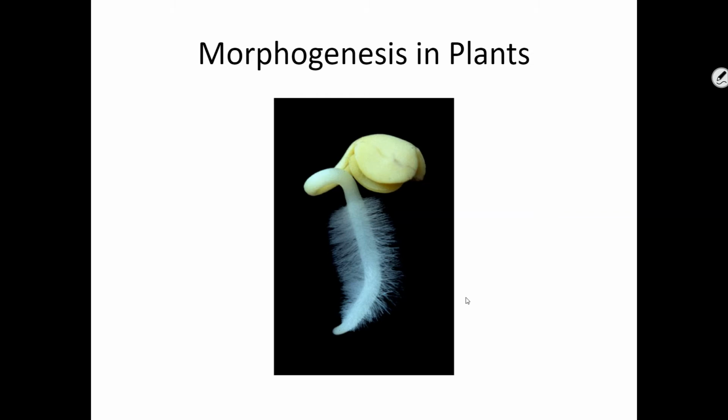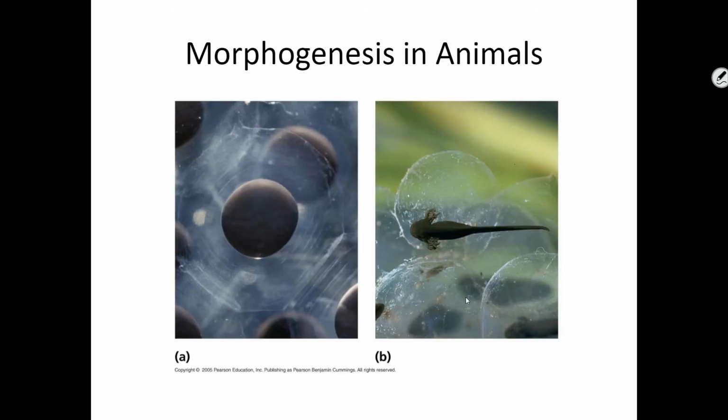And there it is in plants. Same sort of thing. In order to make those little root hairs or those little leaves, certain cells have to die, other cells have to grow, the shape has to change, and all of that is coded for on the DNA.